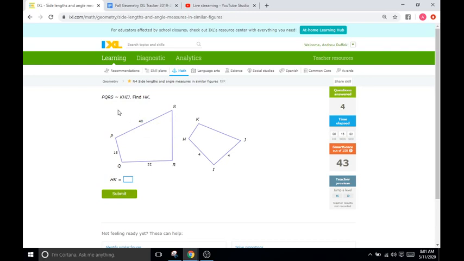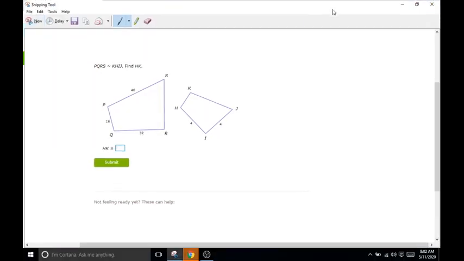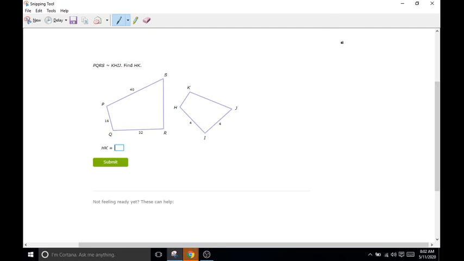Cool. Okay. PQRS is similar to KHIJ, find HK. So in the similarity statement, HK are the first two letters on the right, so it's going to be proportionate to the first two letters on the left, PQ. So PQ and HK correspond. Just like the other time, we will draw our proportion ratio, using the sides that we already know for the left side. We have SP, the first and fourth letter, and do we have JK? No, we do not, so we're not going to use that one.